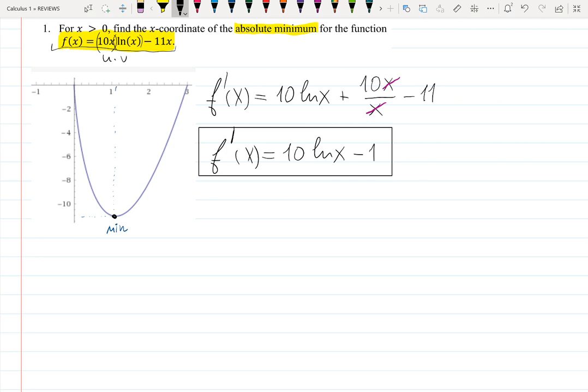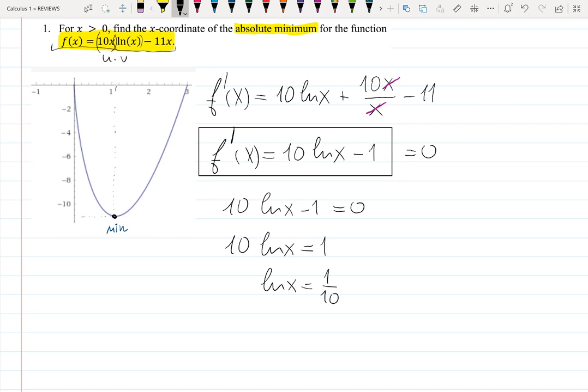So what are we looking for? We're looking for critical points, as you remember, and critical points come from zeros and undefined points. Well, let's find where this function is 0. 10 ln x minus 1 equals 0. 10 ln x equals 1. ln x equals 1 over 10.